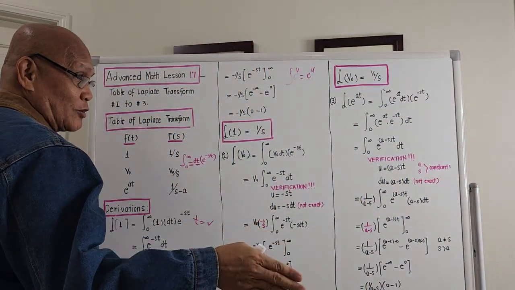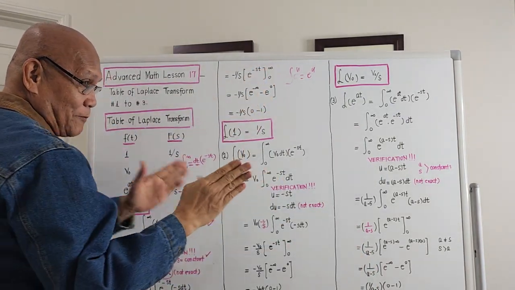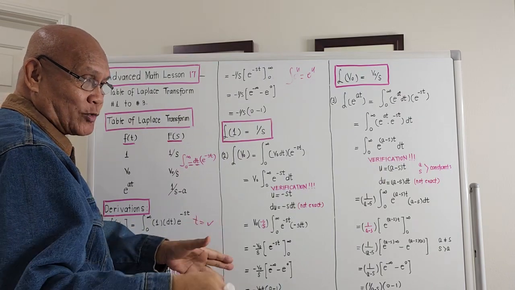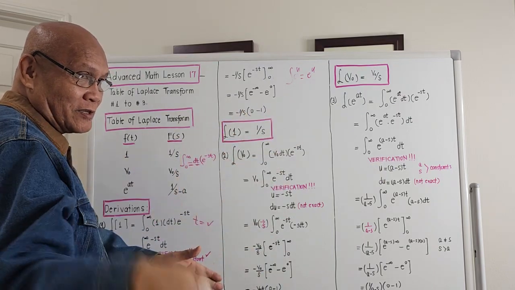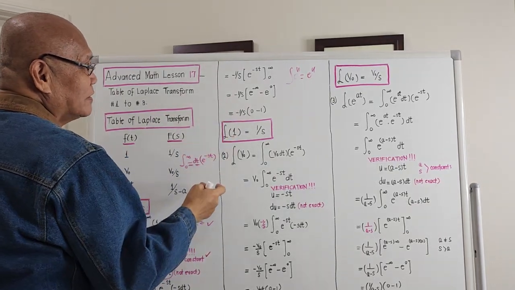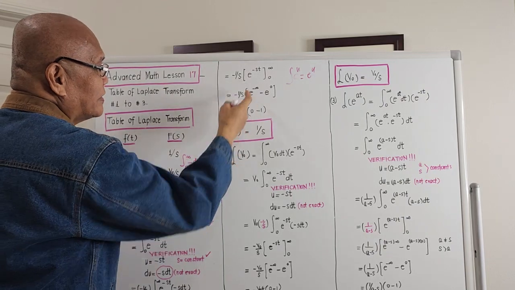We are now on the so-called definite integral. We have a lower limit and an upper limit, so we pass by integral calculus. That's why one of the prerequisites of advanced mathematics is integral. So this is now negative 1 over s. Applying the upper limit, this should be e raised to negative infinity.